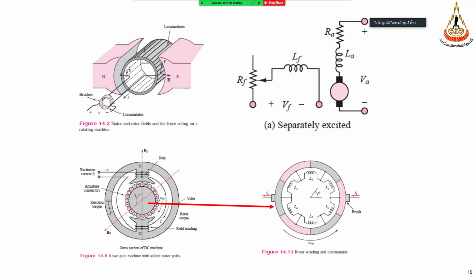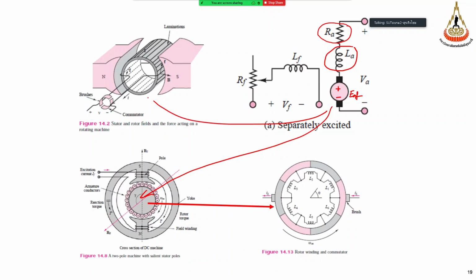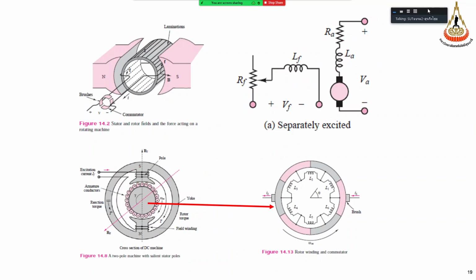But we cannot make the model in that form, right? So we need to write down the model in terms of a resistance in connection with an inductance, and then in connection with one induced voltage, EA, right? So this is the model of this coil, or this coil here. And for the excitation winding, we model it by one coil to produce the magnetic field here. Okay. So in motor mode, we need DC supply here, and we also need DC supply here.